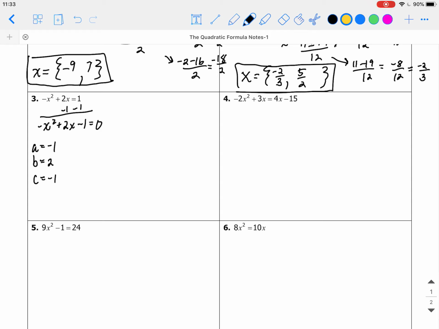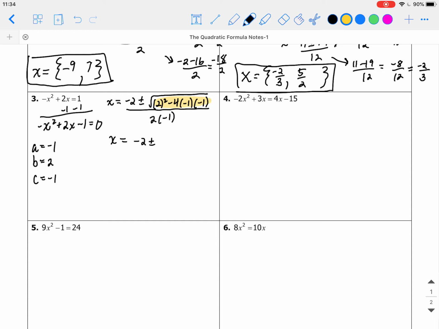All right, so let's go ahead and plug this in. So I got x is equal to the opposite of b, so that'll be negative 2, plus or minus the square root of b squared minus 4 times a, which is negative 1, times c, which is negative 1, all over 2a, which is negative 1. Okay, let's go ahead and simplify this. So I got x is equal to negative 2 plus or minus. Let's look at this. So I got 2 squared minus 4 times negative 1 times negative 1.